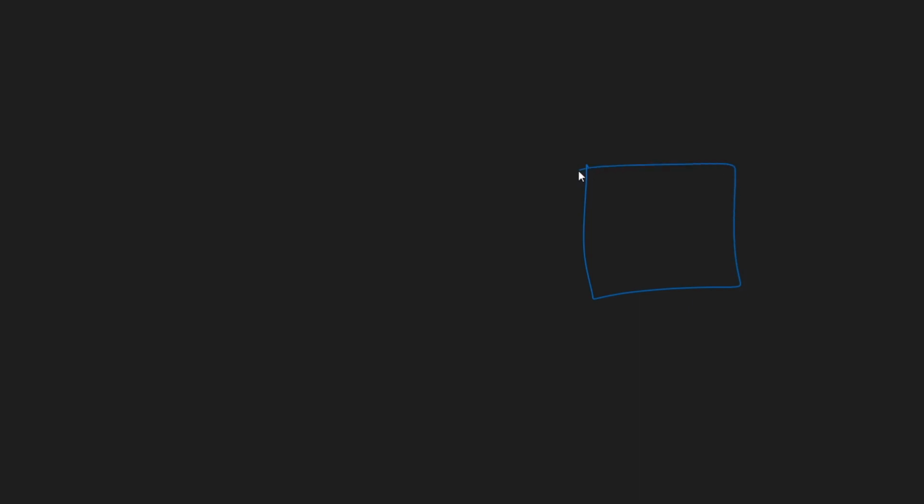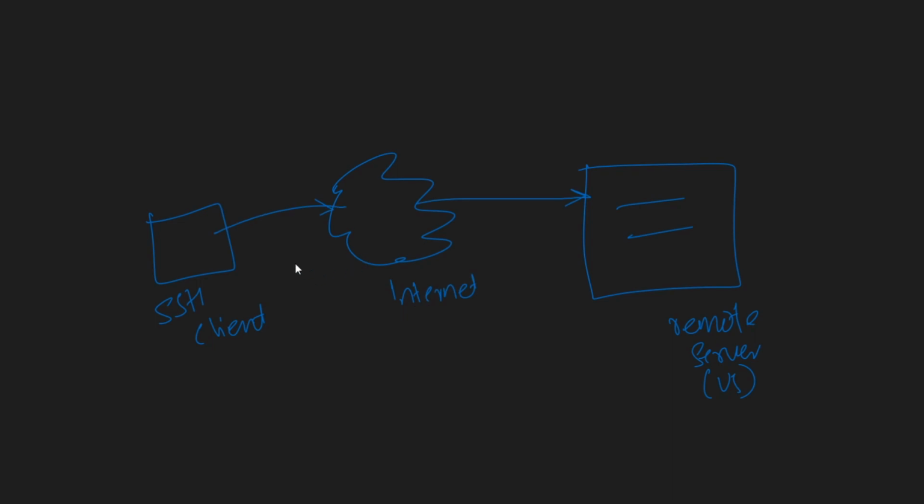So as I said before, SSH allows us to connect to our remote server. Let's say this is our remote server and let's say this is in the US. And here we are. This is our SSH client and this is the internet. Now SSH allows us to connect to our remote server securely. By securely, I mean nobody will be able to see what we are typing or what kind of commands we are running, or anything that we are sending from our client to the server. Nobody will be able to see because it is encrypted.